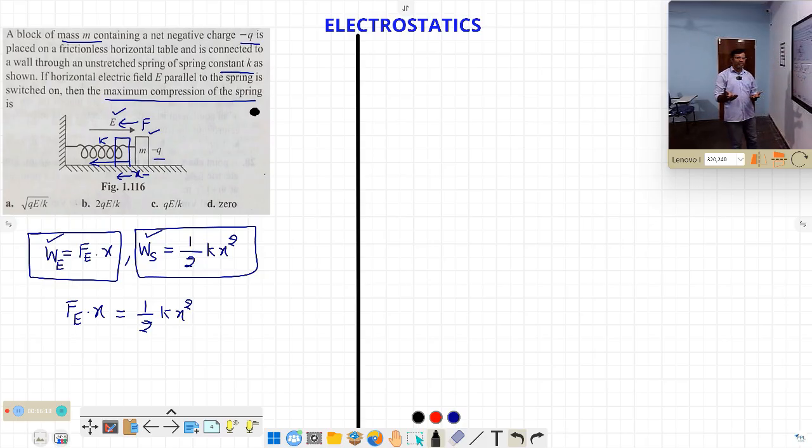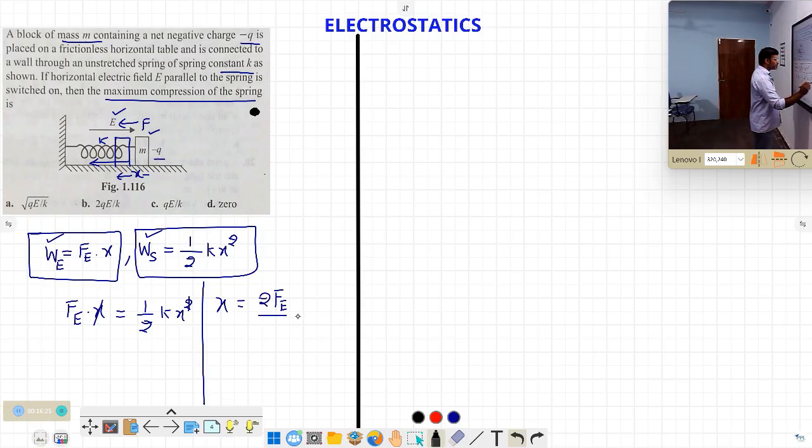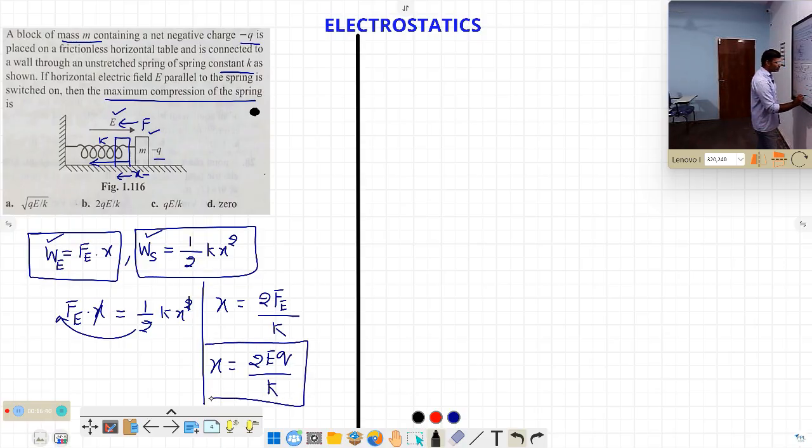How much it is transferred, that much compression will be there. In this case, x is the compression. One x cancels. They're asking to find the x value. So x equals 2 times the electrostatic force divided by k, after cross multiplying and rearranging. What is the electrostatic force? Electrostatic force is equal to E into Q. So the answer for the question is 2EQ by K. So the second option, 2EQ by K, is the answer for this question.